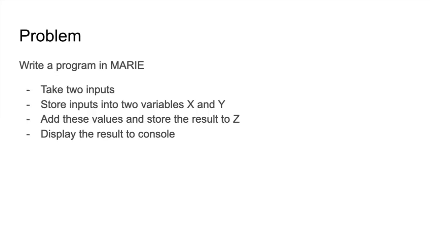In this tutorial, we're going to write a very simple program in Marie where we take two input values. We store the input into two variables we call x and y. After that, we add the two variables and store the result to the variable we call z. And then we display the result to the console.